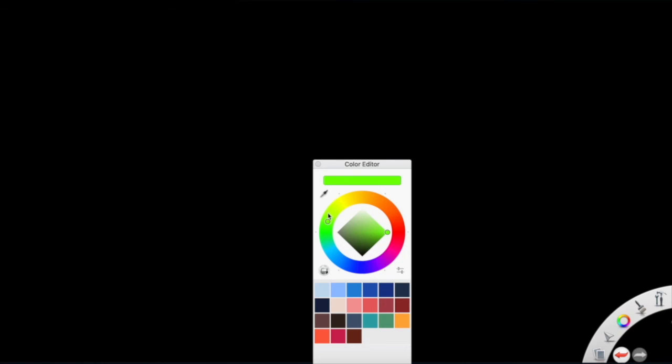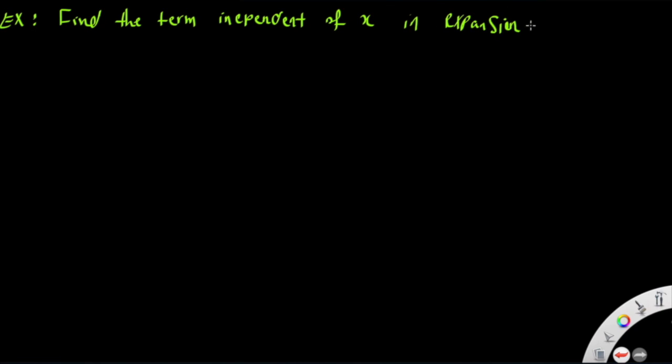Now see another example in this regard. Example: find the term independent of x in the expansion of (x plus 5 over x squared) to the power of 9.